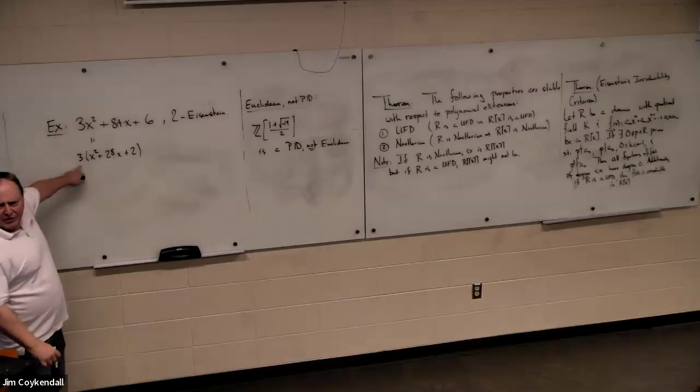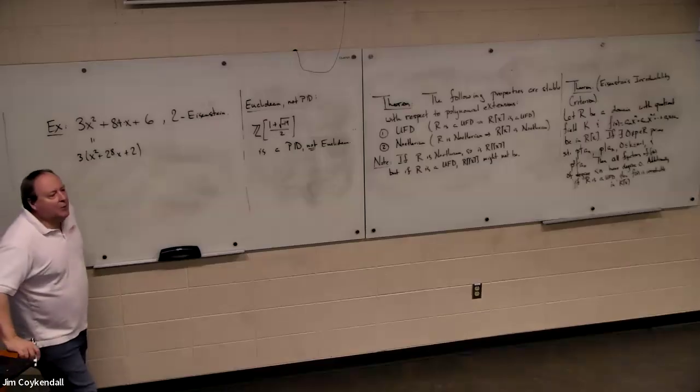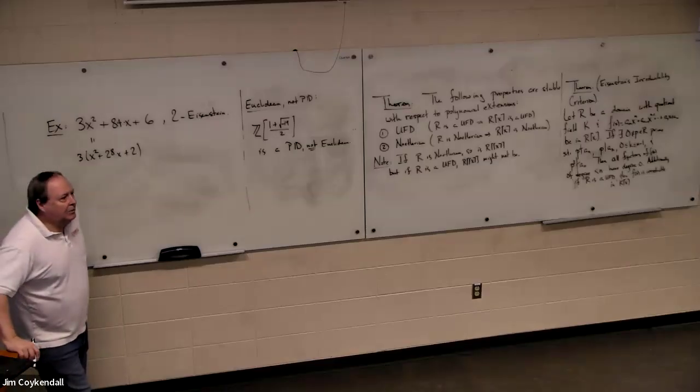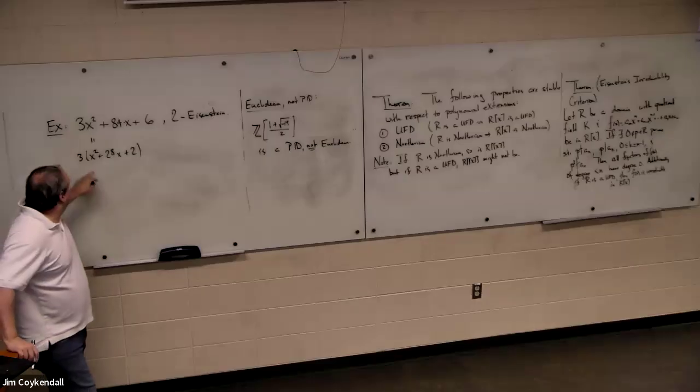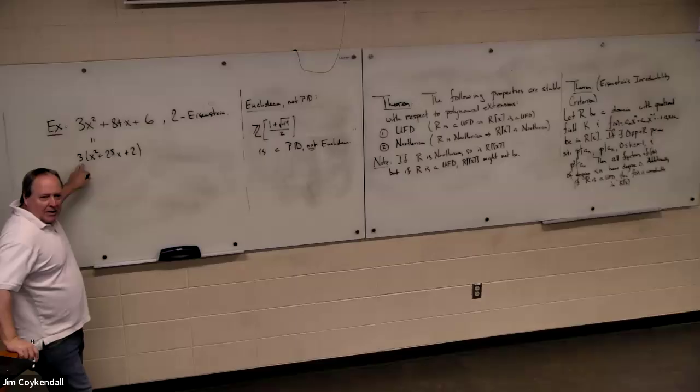Why do we say that? But you said, but Jim, it's got a factor of 3. In the rationals, 3 doesn't count because it's a unit, right? Because there's a 1/3 in the rationals. So this is like invisible in the rationals in a certain sense. Everybody okay with it?